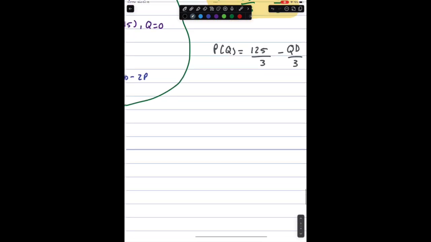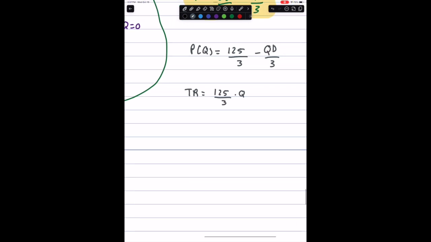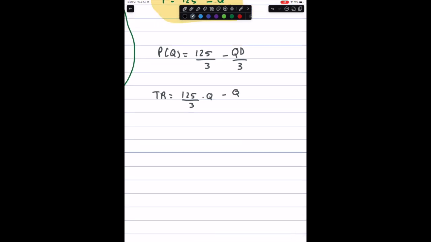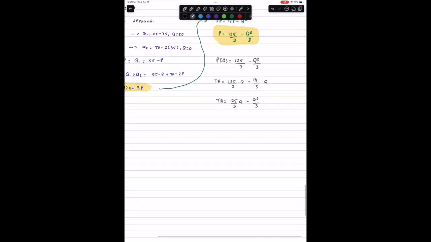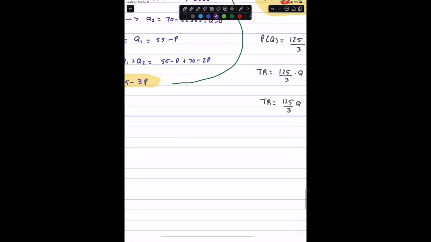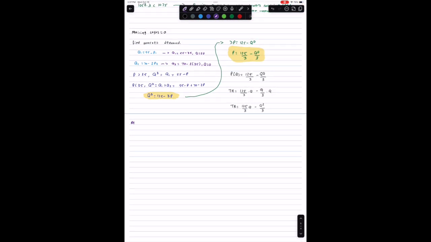We know that our total revenue is equal to 125 over 3 times Q minus Q over 3 times Q. So we know that our total revenue is equal to 125 over 3Q minus Q squared over 3. And therefore, I'm going to go on a separate page. We know that our marginal revenue is equal to 125 over 3 minus 2Q over 3.